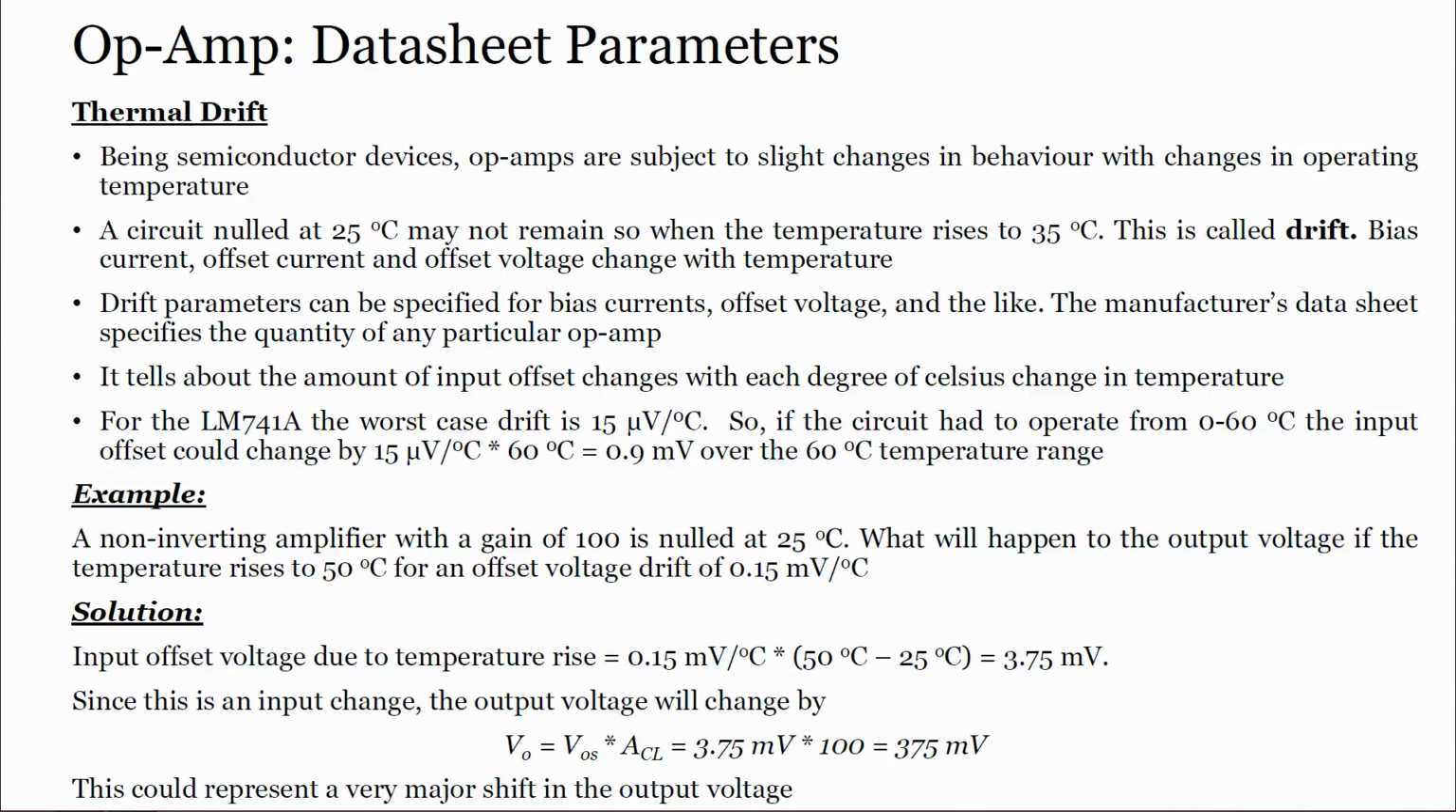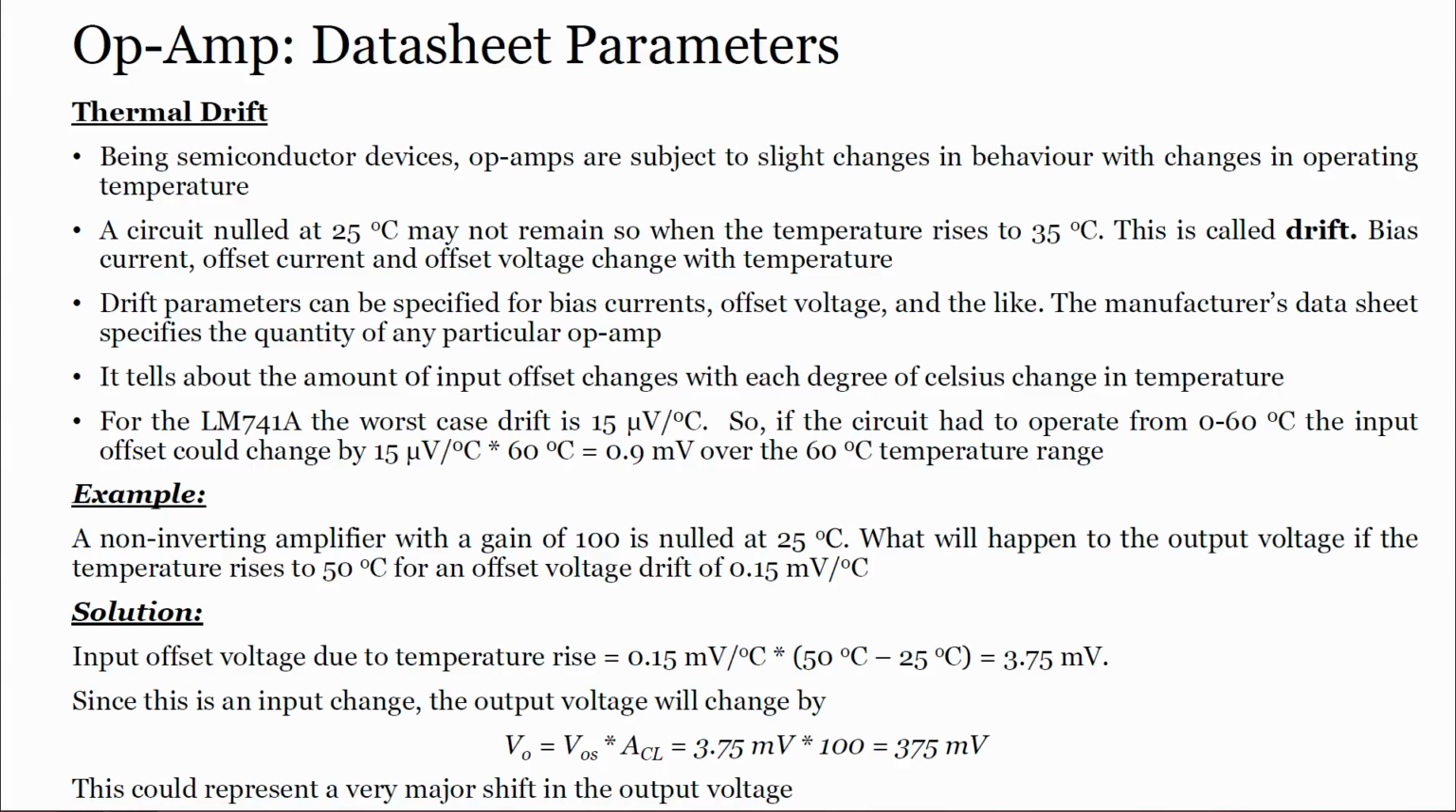Being semiconductor devices, op amps are subject to slight changes in behavior with change in operating temperature. What behavior changes are there? A circuit nulled at 25 degrees may not remain so when the temperature rises to 35 degrees. So if there is a temperature difference of 10 degrees, you will see there is a drift, and bias current, offset current and offset voltage change with temperature. So thermal drift is a very important parameter we need to understand.